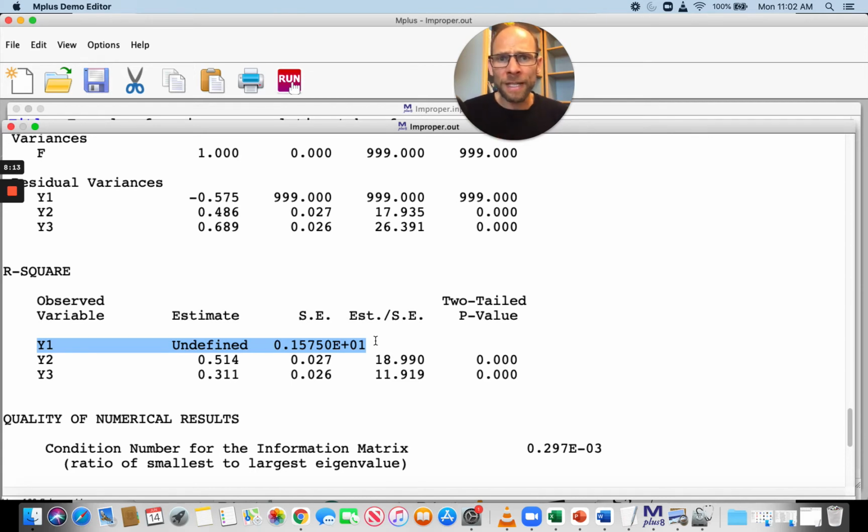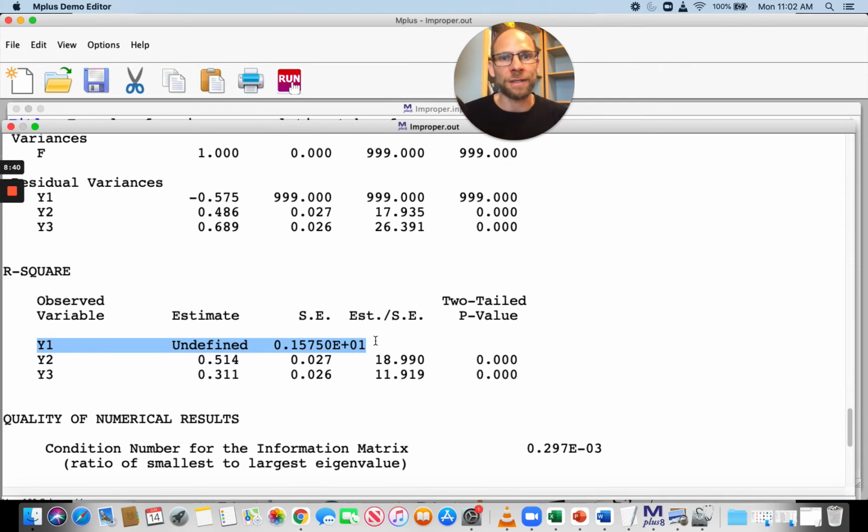Now, let's talk a little bit about why this can happen. In general, improper solutions, negative residual variances, often happen when a model is misspecified. I'll talk about this a little bit later, but I think this explains this issue in this case. In my opinion, this model is simply misspecified here, despite the fact that it's saturated and fits perfectly. So to say, there's still a dimension here of misspecification.